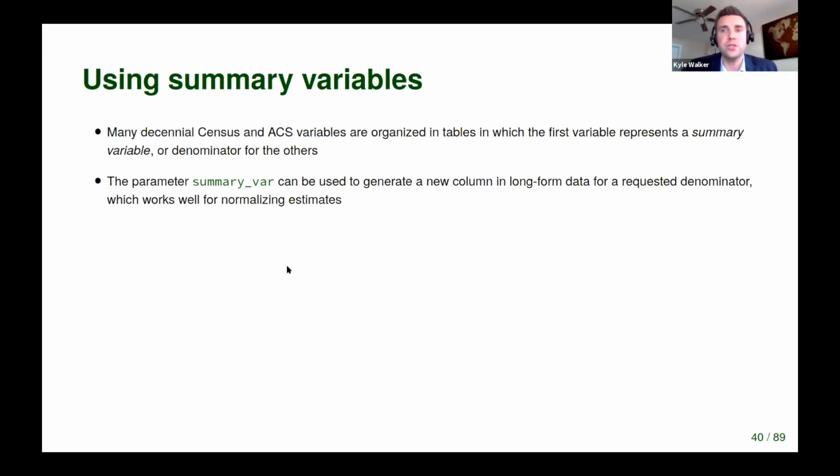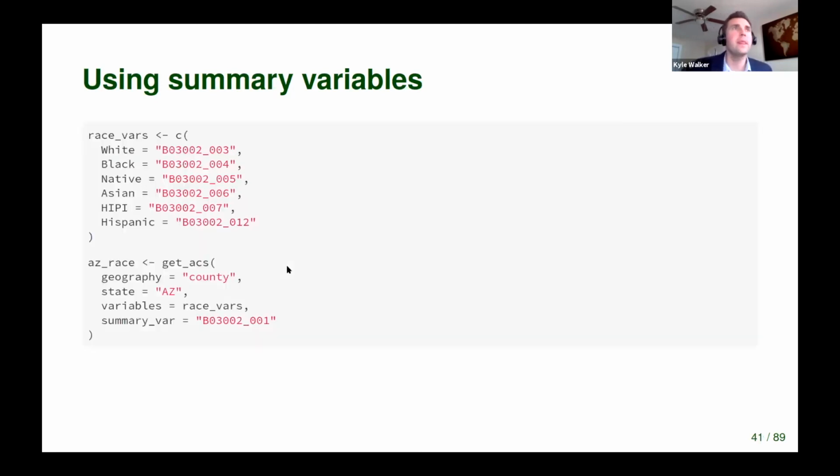That's often of more interest to analysts and demographers. We can normalize our data using tidyverse tools and summary variable functionality. So let's take a look at how to do that. What I'm defining here is a named vector of variables for 6 different racial or ethnic groups. I'm pulling from the table B03002, which is Hispanic or Latino or not Hispanic or Latino by race. So for white, this will represent non-Hispanic white. For black, this will represent non-Hispanic black, so on and so forth.